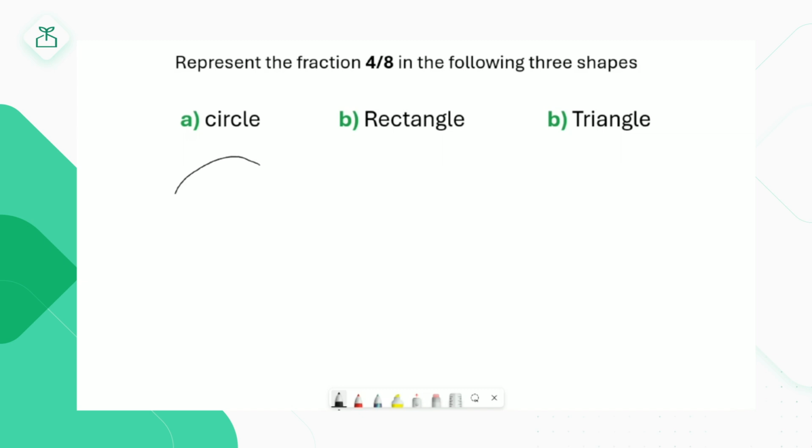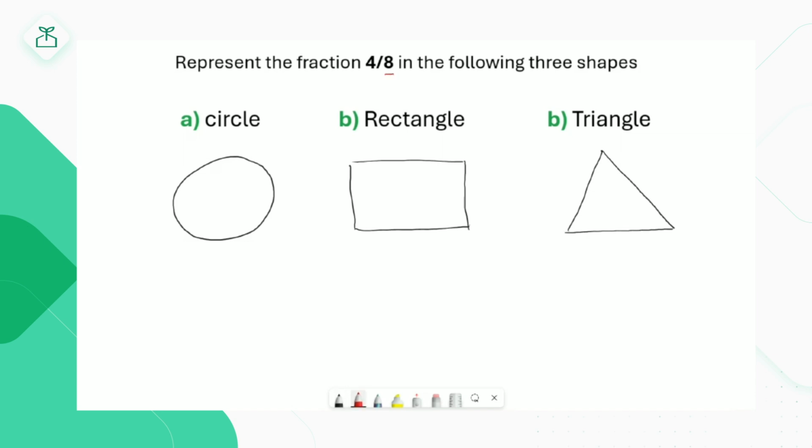Alright, let's solve these. So let's draw our circle and our rectangle and our triangle. Right, let's break it up into the amount of pieces needed from our denominator. So 1, 2, 3, 4, 5, 6, 7, and 8. And here, 8 pieces, let's divide it in half, and then in half again, and then halve that again to get 6, and then halve it again to get 8.